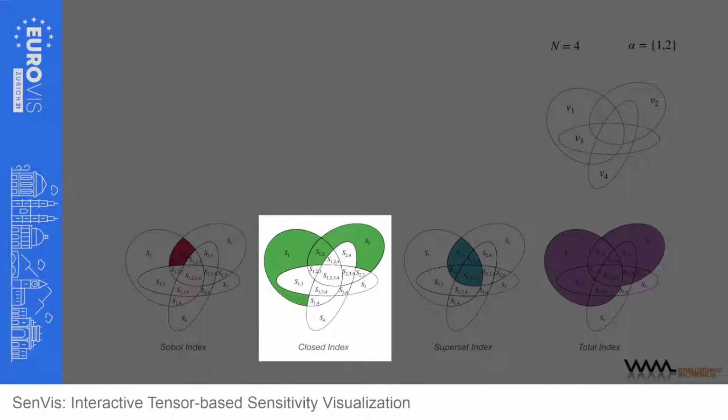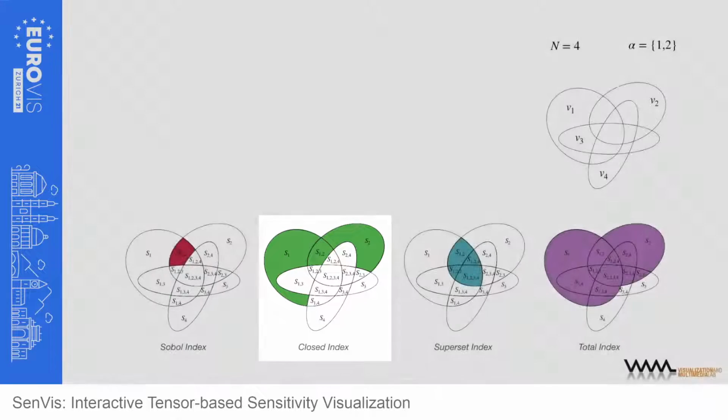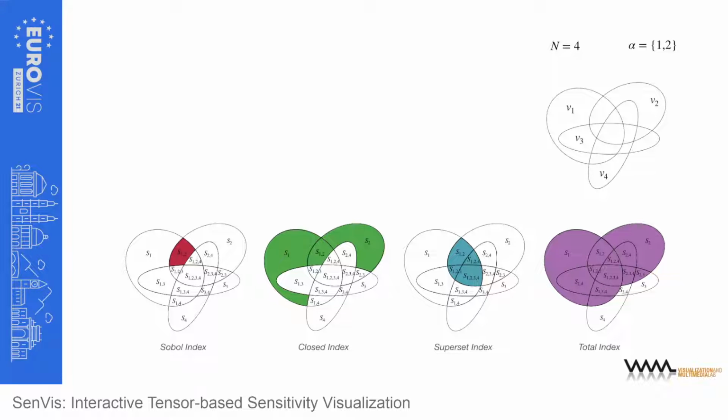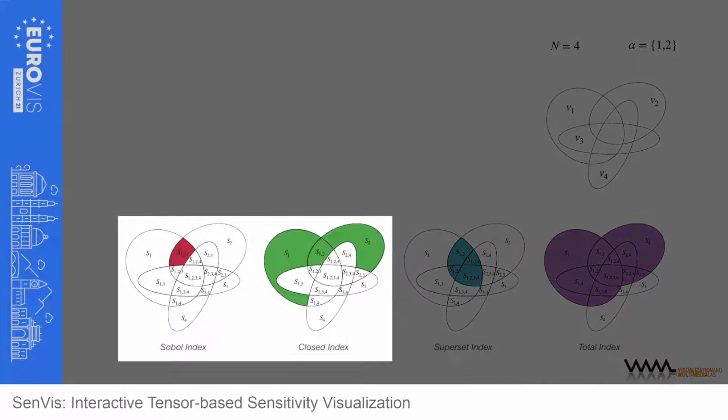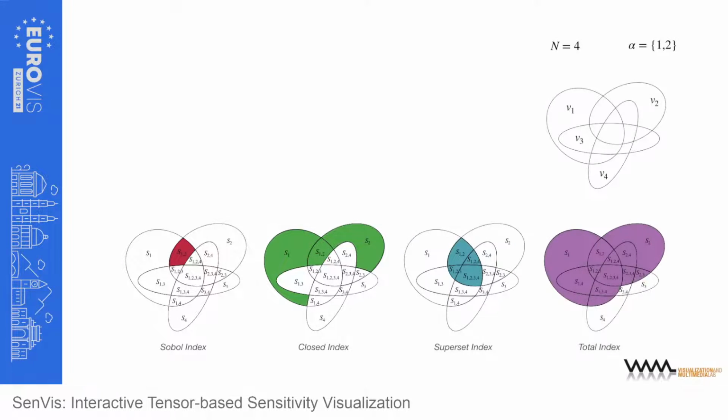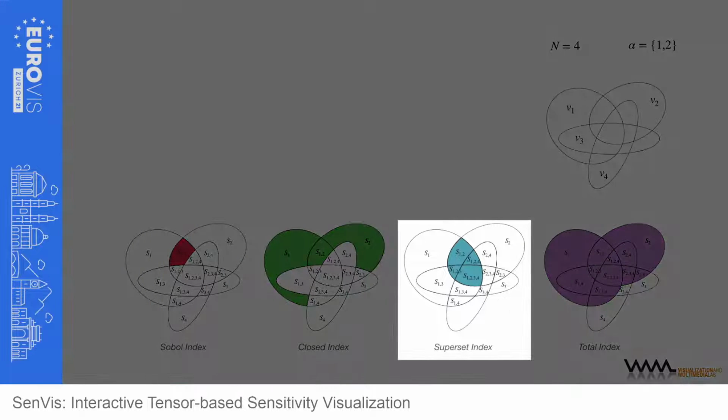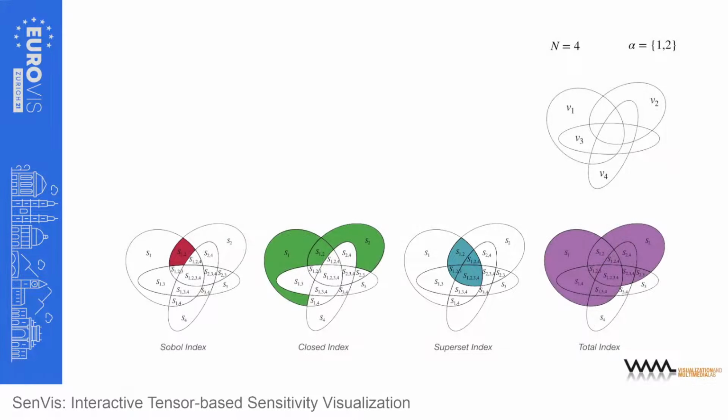The closed index 1, 2 tells the influence from only 1 and 2. If looking at the closed index together with the Sobol index, we can be clearly informed if 1 and 2 have a very strong or little interaction effect. And the superset indices are very useful when computing the relative importance.